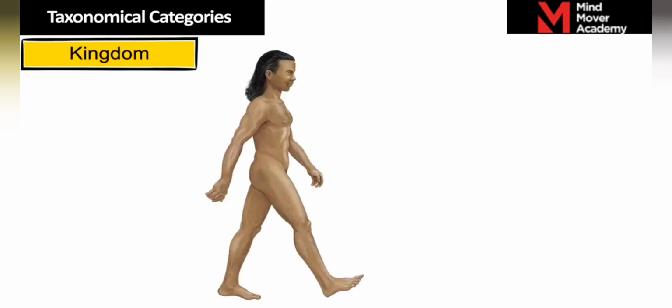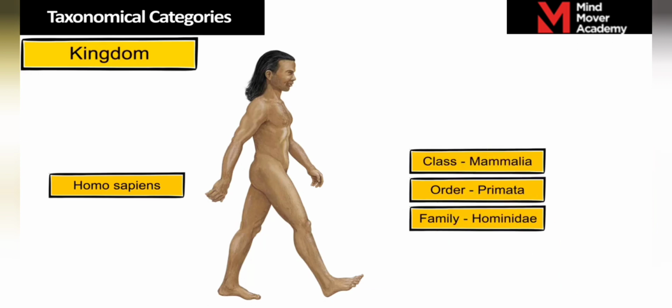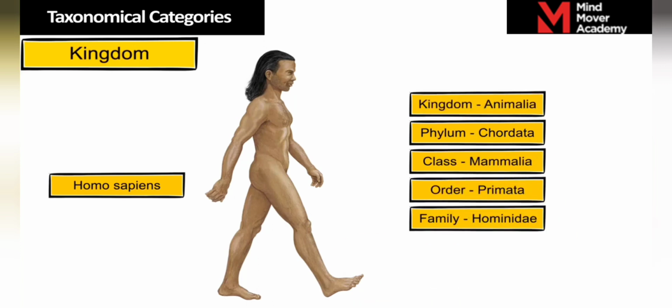So as discussed earlier, our biological name is Homo sapiens. The family to which we human beings belong is Hominidae. The order which we share is Primata, the class which we belong to is Mammalia, and the phylum is Chordata. Now the highest taxonomic category which we all share is Kingdom Animalia. So students, this completes our taxonomic classification. Try to understand the classification of various common organisms that you see in your daily life.